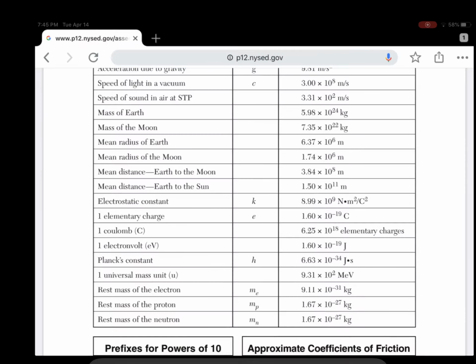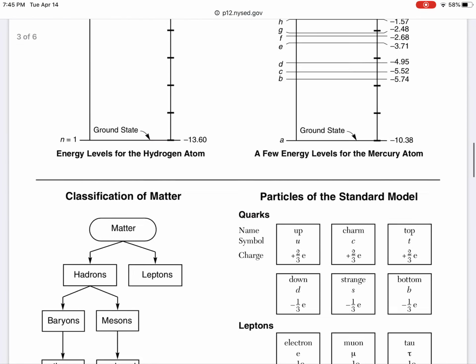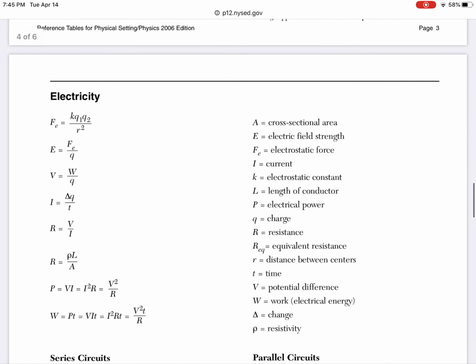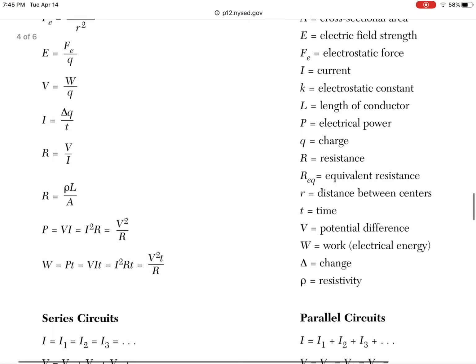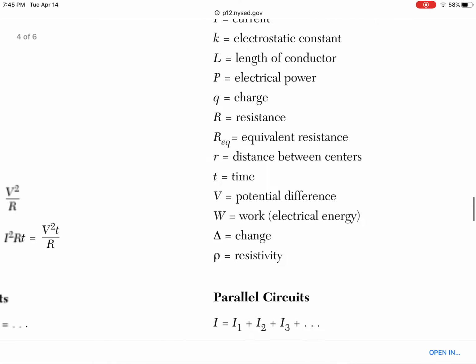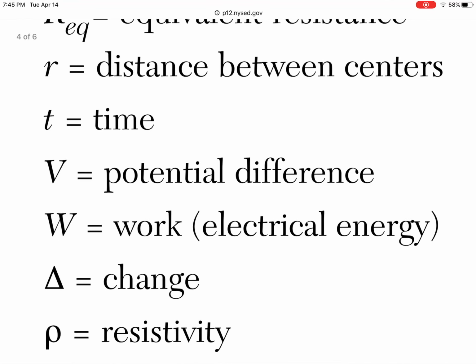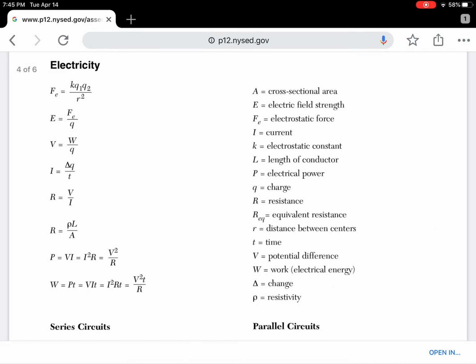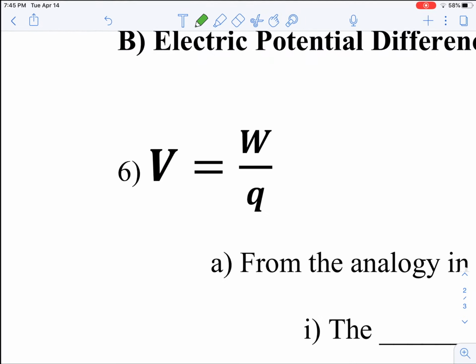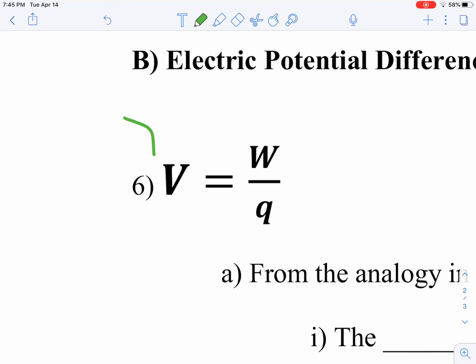So here's our voltage equation right from the reference table. Where is it on the reference table? I think it is, let's see. Scroll, go to electric stuff. There it is. V equals W over Q. I don't know what that means. Yes, you do. Look here. V, potential difference, or voltage as we call it. W, work, or electrical energy. And Q is charge.